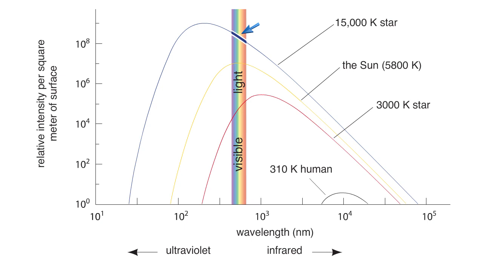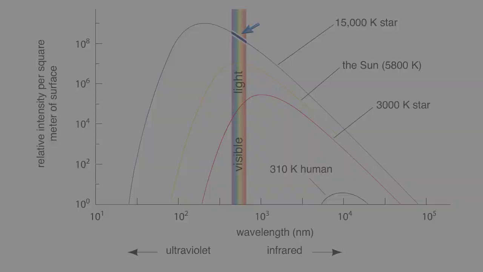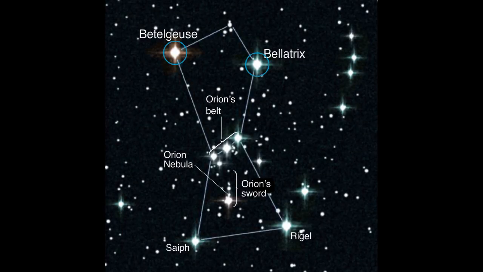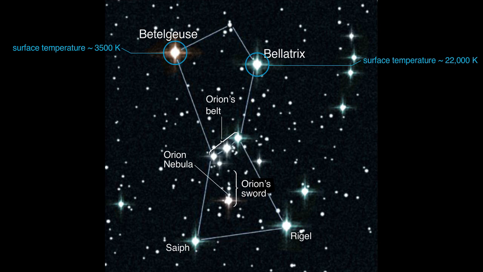Keep in mind that because these curves show the intensity of light per unit area, the total light outputs of stars and other objects also depend on their sizes. For example, consider the two shoulder stars of the constellation Orion. Bellatrix has a much higher surface temperature than Betelgeuse, which means it emits much more light per square meter of surface. However, Betelgeuse is a supergiant star with a radius about 150 times as large as that of Bellatrix, which makes Betelgeuse the more luminous of the two stars. In fact, the difference in luminosity is even greater than you can tell from this photo because Betelgeuse is also farther away than Bellatrix.